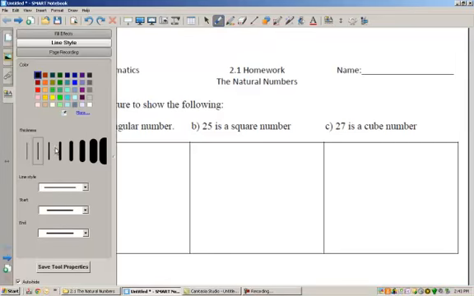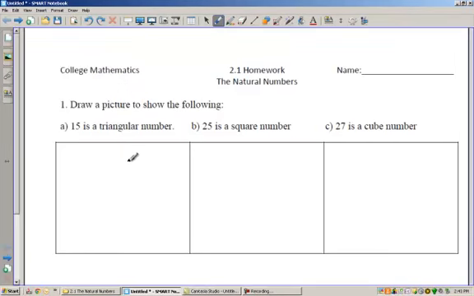All right, so this is 2.1 homework on the natural numbers. And in this first problem, what we want to do is draw a picture of the following. The idea is to try to attach a natural number like 1, 2, 3, 4, 5, and so on to a geometric concept. And so we want to show 15 is a triangular number.